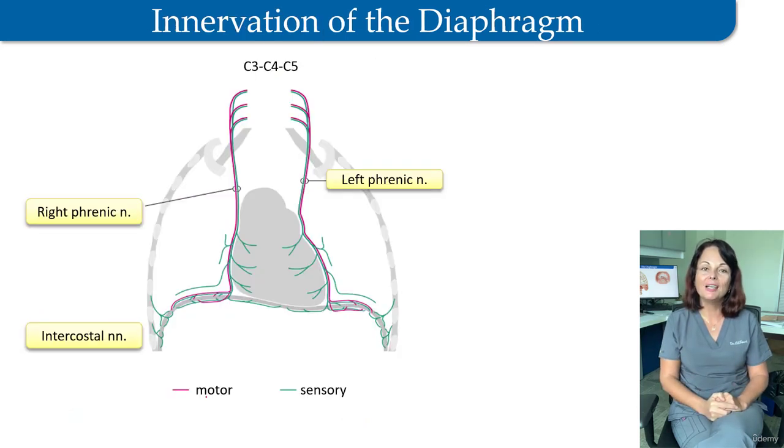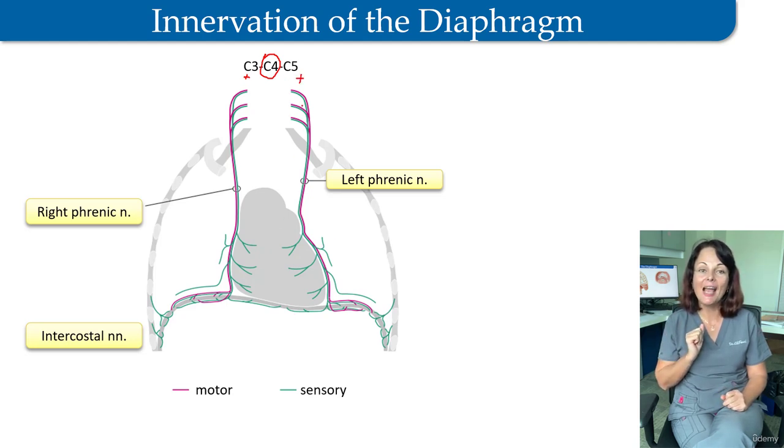The diaphragm receives its motor and sensory innervation by the phrenic nerves. The right and left phrenic nerves are primarily supplied by the C4 spinal nerve, but there is also a contribution from C3 and C5 spinal nerves.